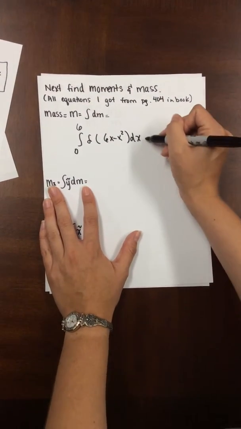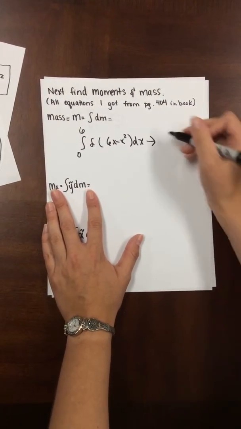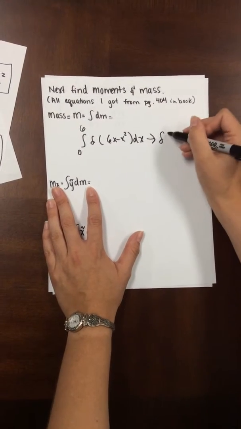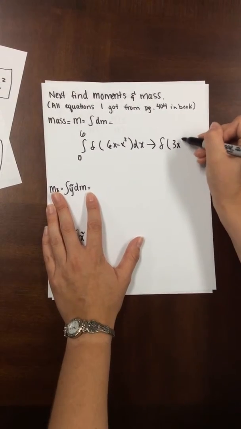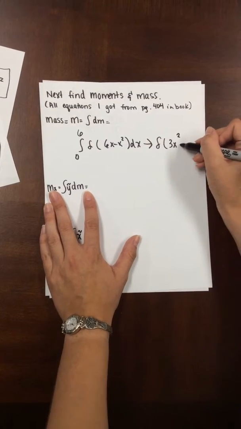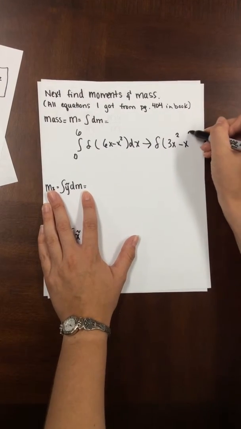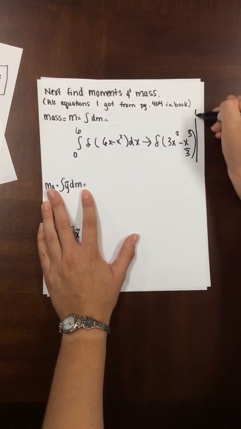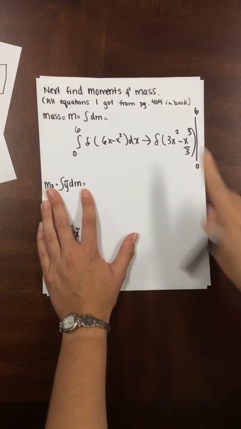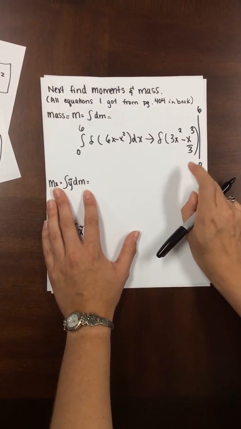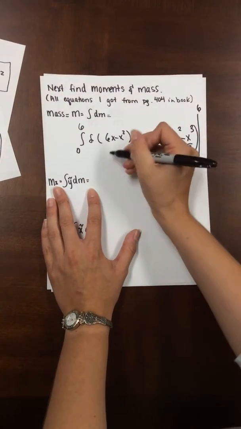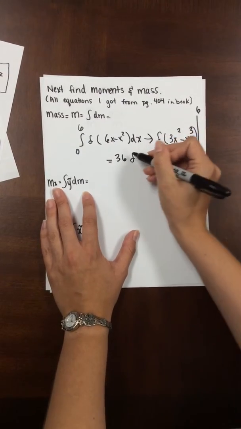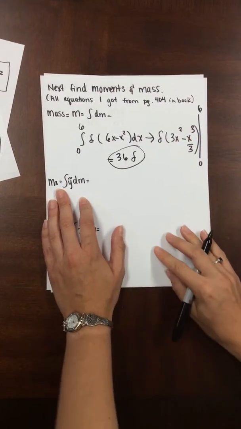When I integrate that and simplify everything, delta is the constant, so that stays out in front, and I have it times 3x squared minus x cubed over 3 from 6 to 0. Then I need to evaluate that. When I evaluate that, I get 36 delta, which is equal to my mass. So the next is mx.